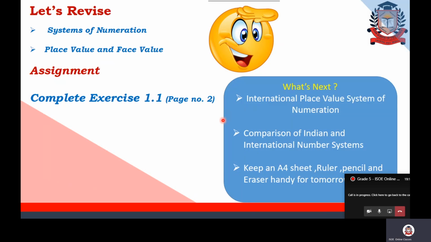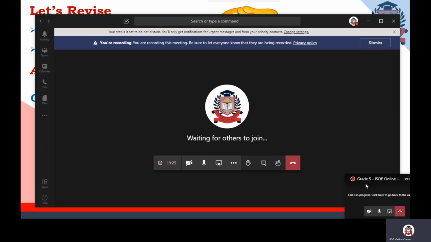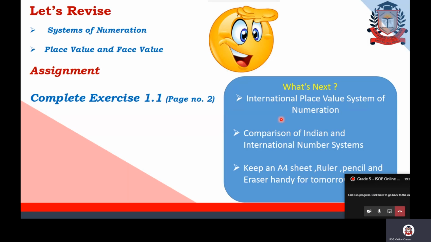Going to do tomorrow. So what's next? The international system of numeration. How to write numbers in the international system of numeration. And then comparison. How do you compare? Even though the number is the same, the names of the numbers are different, right? We are referring to it differently in the two systems of numeration. So how to compare the Indian and international systems of numeration.